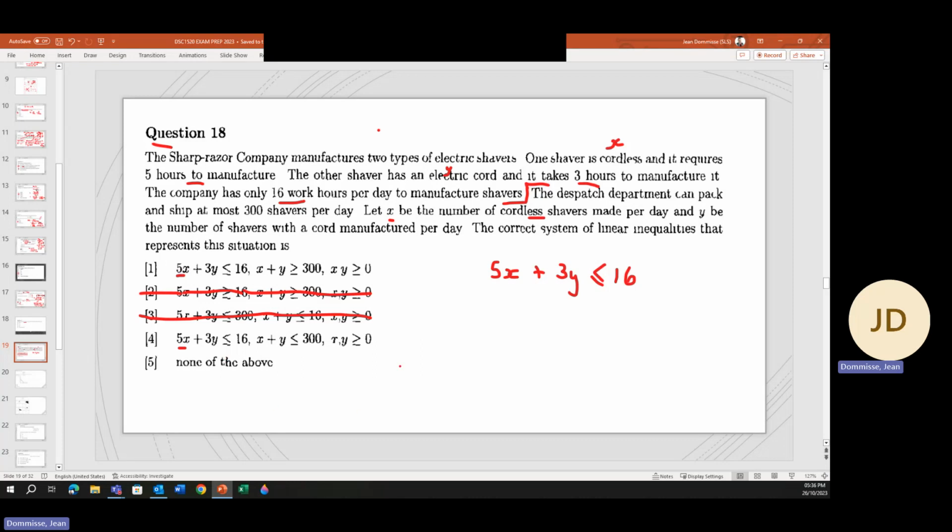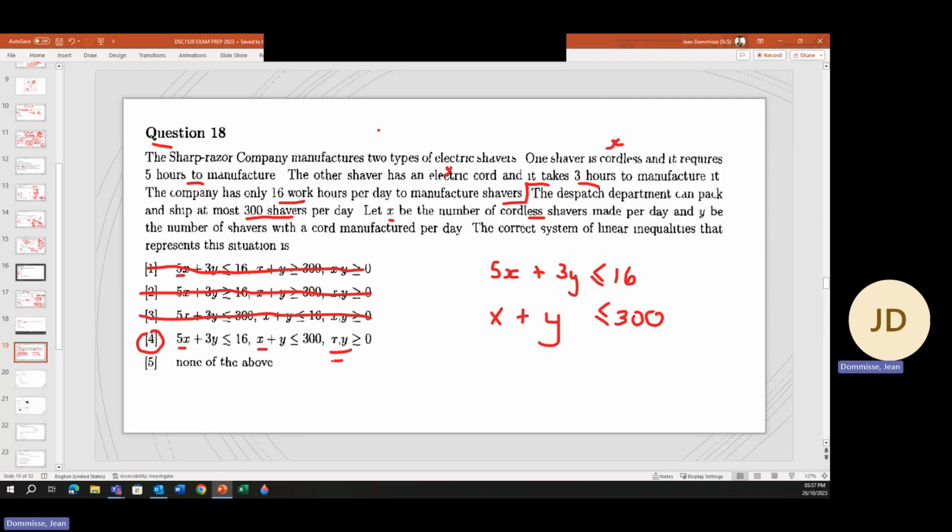So then let's see. The dispatch department can pack and ship at most 300 shavers per day. So at most 300, it doesn't matter which shavers, as long as you have X and Y. So X plus Y will be smaller or equal to 300. Okay, so not that one. So that will be our answer.